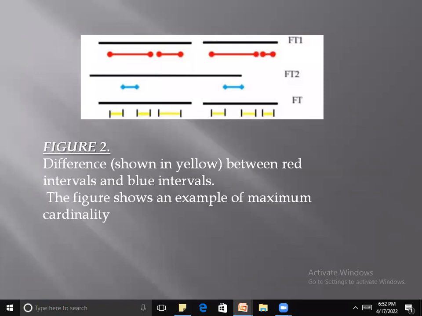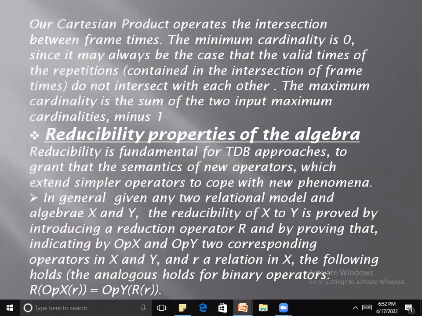Here is Figure 2, which shows the differences. The yellow diagram shows the differences between the red intervals and the blue intervals. The figure shows an example of a maximum cardinality. Now, our Cartesian product operates the intersection between frame times. The minimum cardinality is 0, since it may always be the case that the valid times of repetitions do not intersect with each other. The maximum cardinality is the sum of the two input maximum cardinalities minus 1.